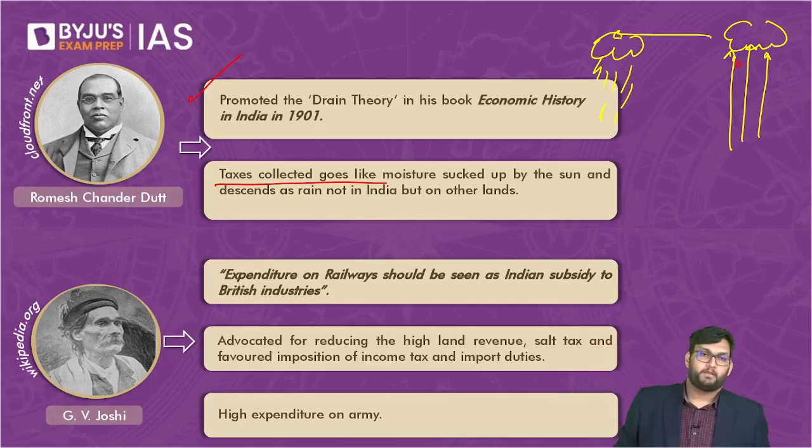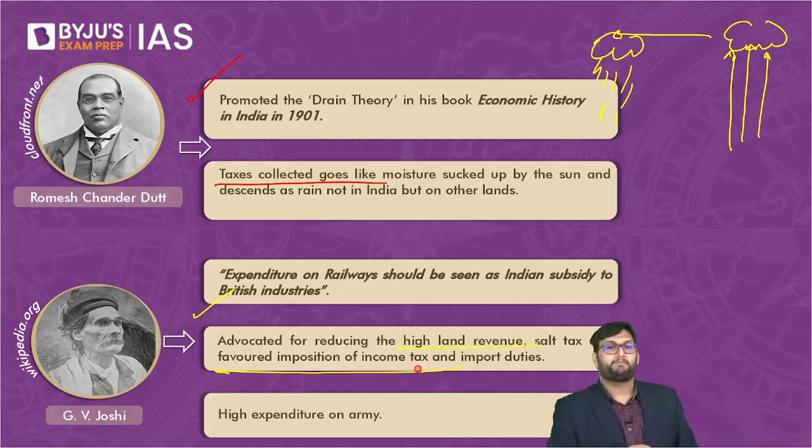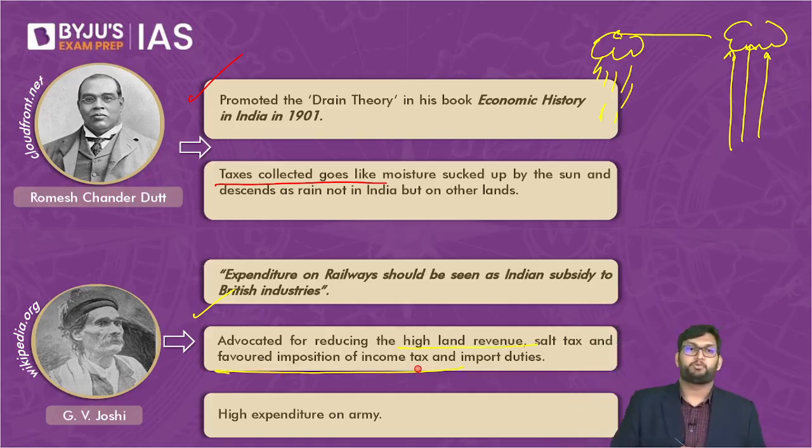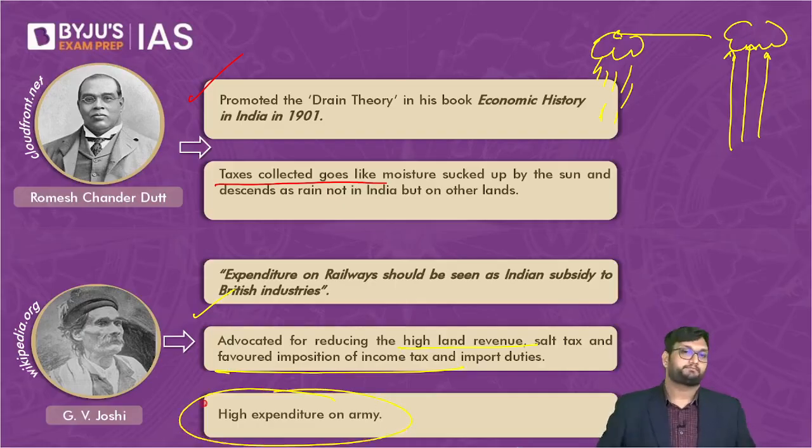G.V. Joshi will argue that the expenditure on railways should be seen as an Indian subsidy to British industries, because the money which they push in for railways is to exploit us more. He advocated reducing the high land tax and salt tax, and more than that, favored the imposition of income tax and import duties. He also said a lot of money was being pushed into the army.